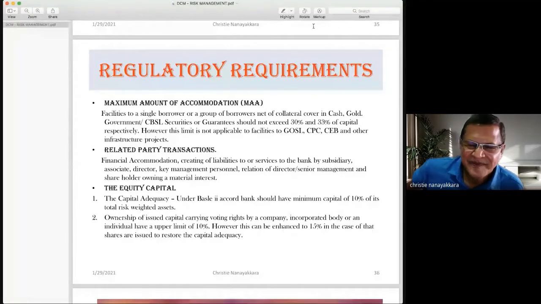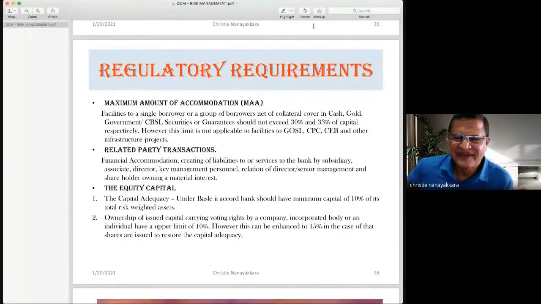So now going into customer A or B is the bank's business. If the bank thinks that they would like to give both facilities, still they can do it. How can they do it? By violating this maximum amount of accommodation or the single borrower limit.